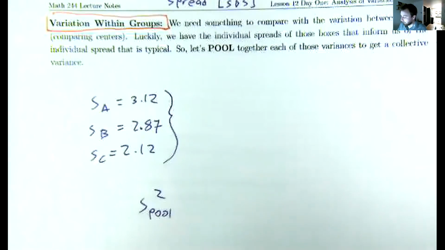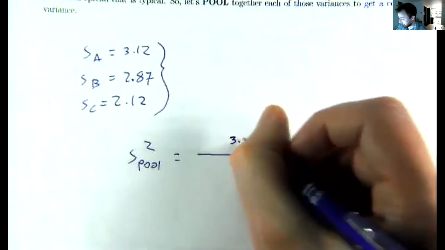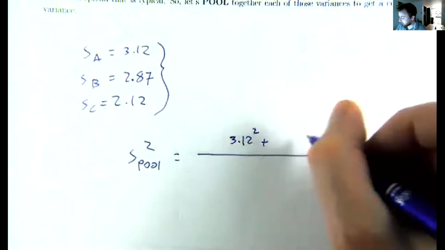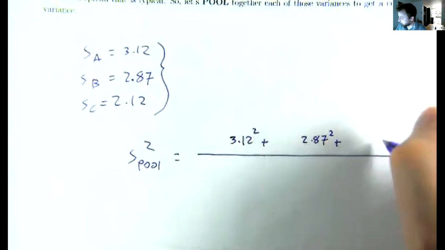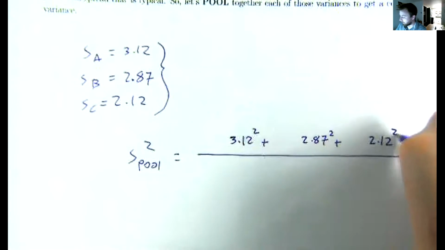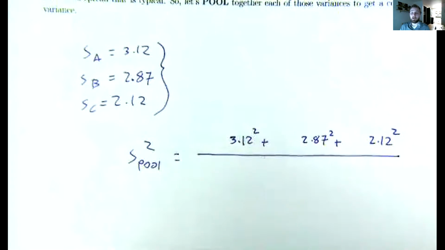So here's my idea. I'm going to take each of these individual variances: 3.12 squared. My second variance is 2.87 squared. My last variance is 2.12 squared. And I want to average this based off the total number of values.